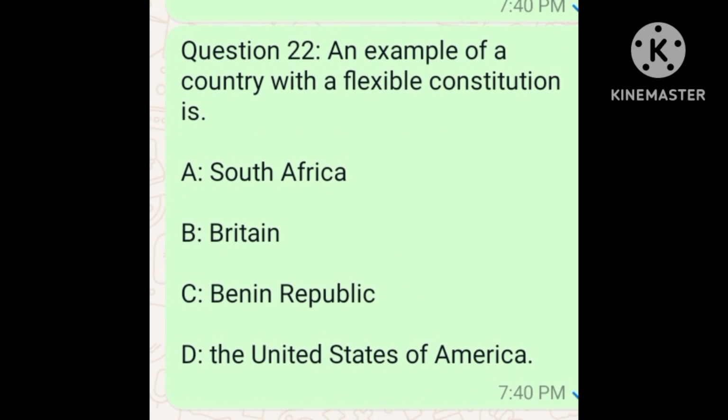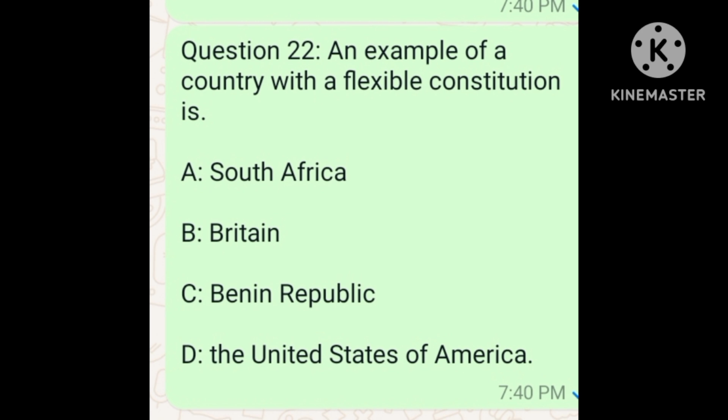Another question is question number 22. The question is, an example of a country with a flexible constitution is. In the options, we have option A, South Africa, option B, Britain, option C, the United States of America, option D, Benin Republic. A flexible constitution is a constitution that you can easily amend.